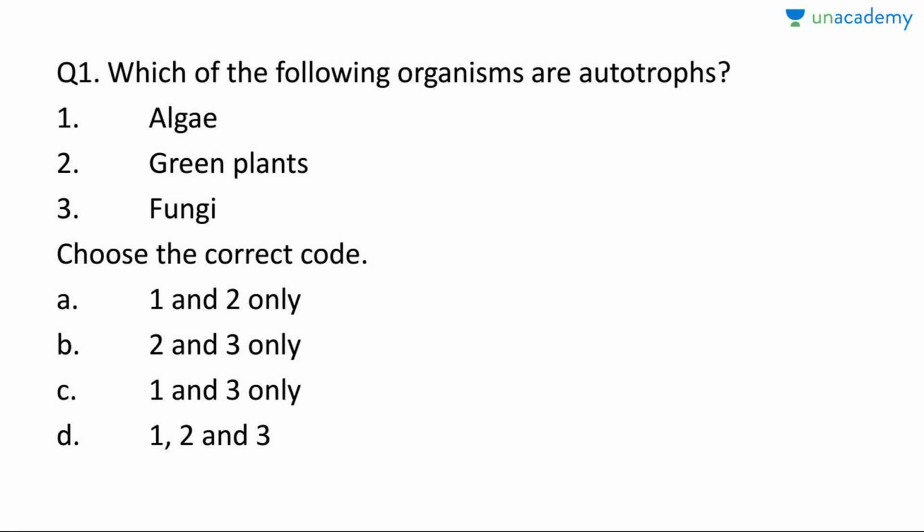Question number 1: which of the following organisms are autotrophs? So autotrophs are basically those who make their own food. So here the answer is 1 and 2, because fungi are not autotrophs at all. Algae and green plants are autotrophs.